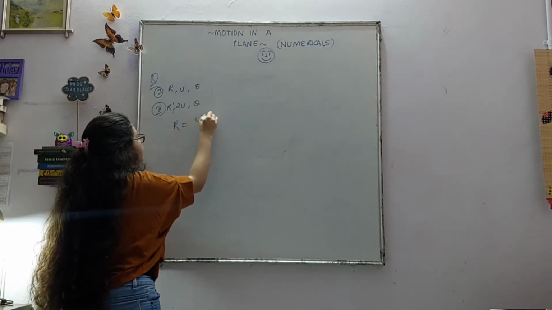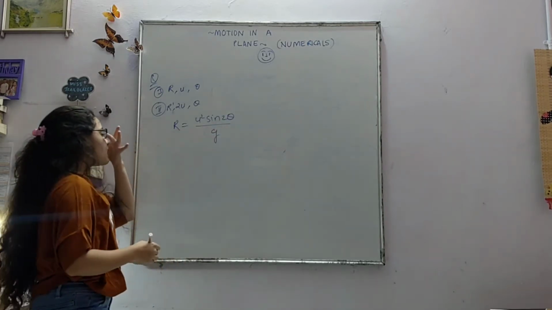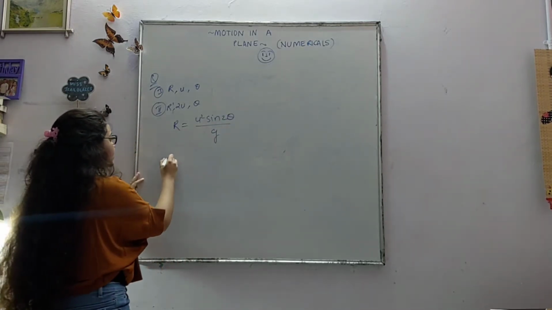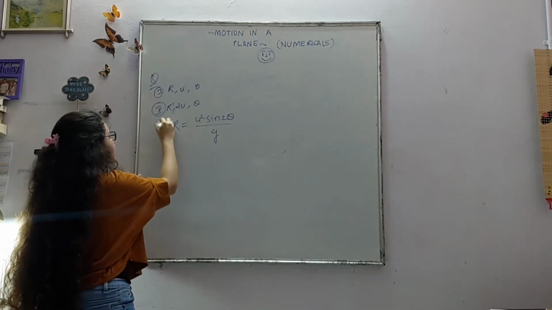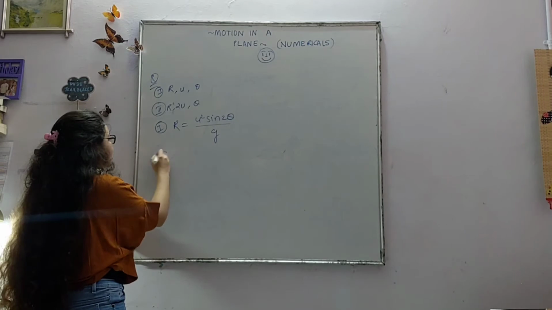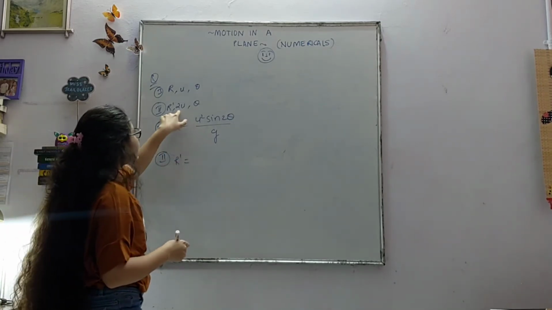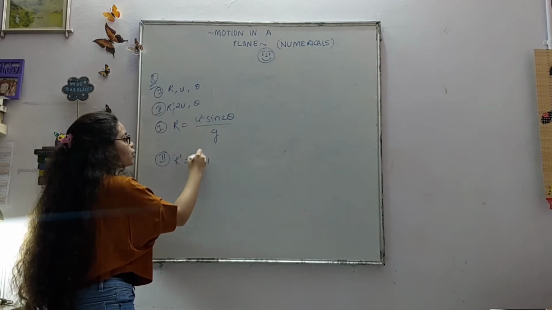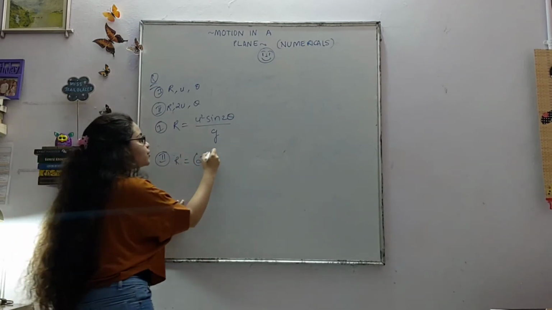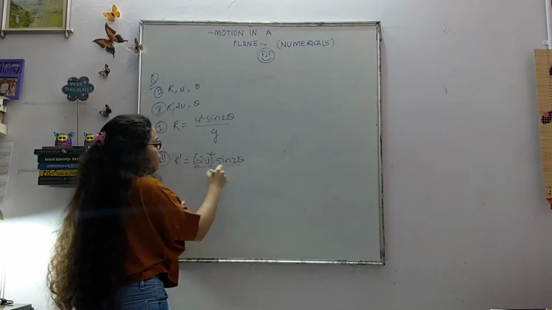Horizontal range equals u square sine 2 theta by g. Okay, so in the first case, this is the answer. In the first case, this is what is given to you. However, in the second case, your r dash is equal to u square, which is becoming 2u. U is becoming 2u, so 2u whole square. Theta remains the same and g is also the same obviously.